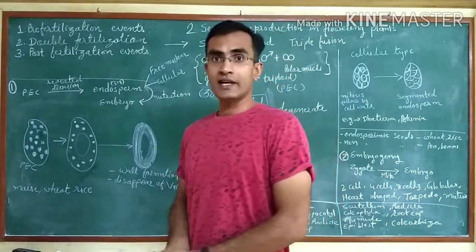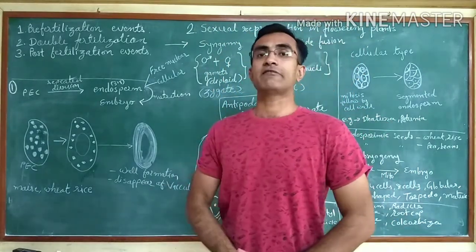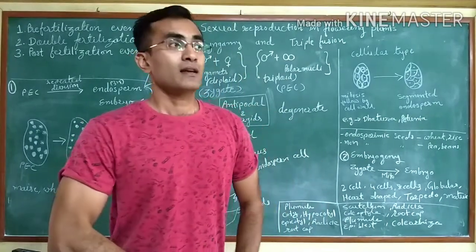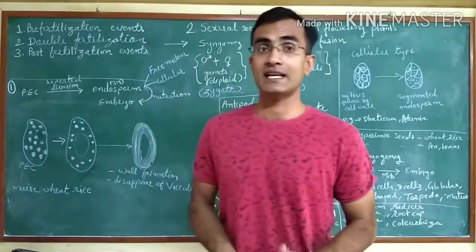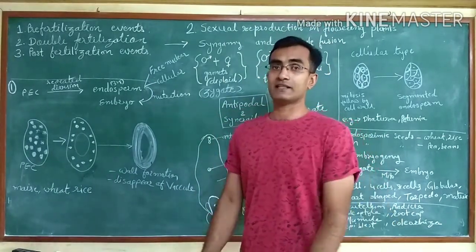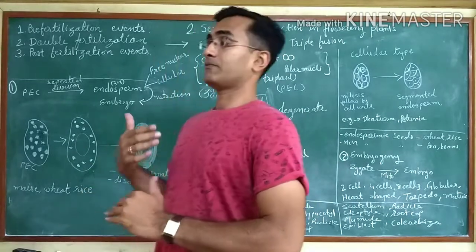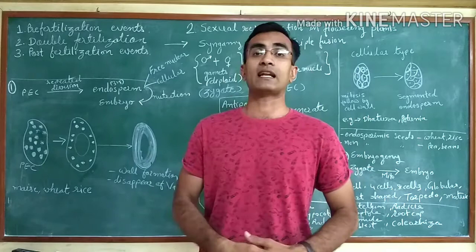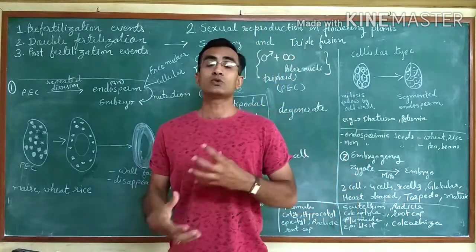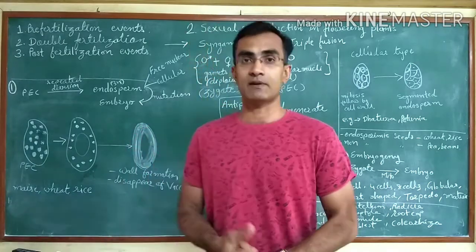So, till today we have completed the pre-fertilization events in the gymnosperm. Today we're going to discuss the fertilization as well as the double fertilization events that take place in the gymnosperm flower. The fertilization we normally term here is a double fertilization because here we can see two types of fusion. First is the syngamy and second one is the triple fusion.